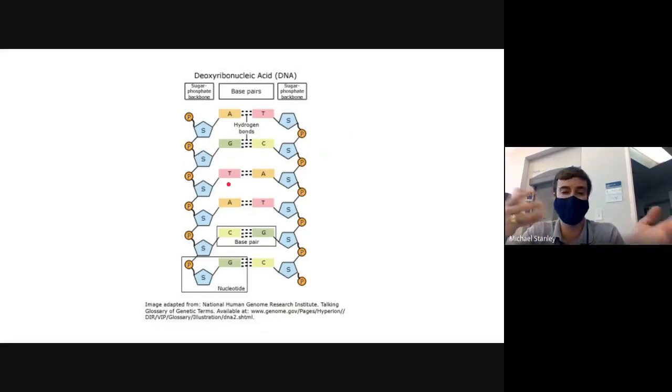We call them base pairs because there are 2 of them, which makes a pair, and they're nitrogenous bases. So we have this AT pair, this GC pair, this TA pair, this AT pair. So these pairs of bases going down the middle of the DNA strands are called base pairs.